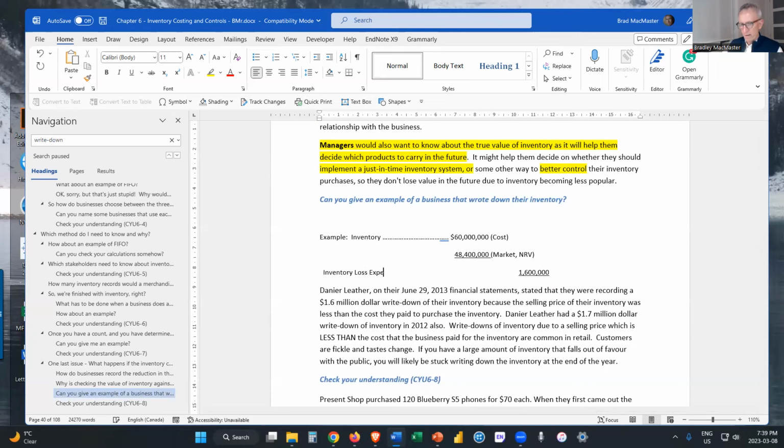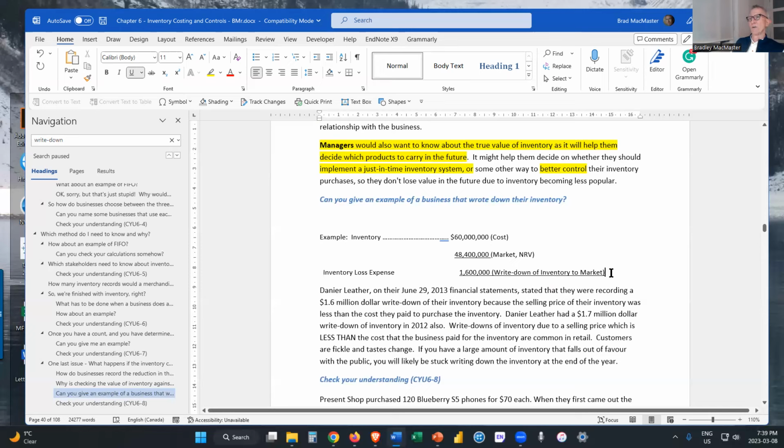expense, but it might also be called, actually, let me just put this behind it. It might also be called, on some companies, write-down of inventory to market. Also an expense account. We try to keep it separate from cost of goods sold, so that we're not contaminating our gross profit margins. Does that answer your question?